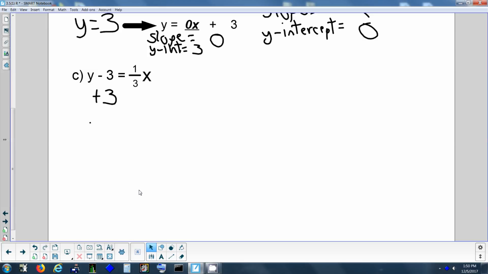What am I going to write? Y equals -3. Wait. You're doing it. Take your time, she's fine. Y equals 1/3 x plus 3. So for this one, guys, we had to take an extra step.